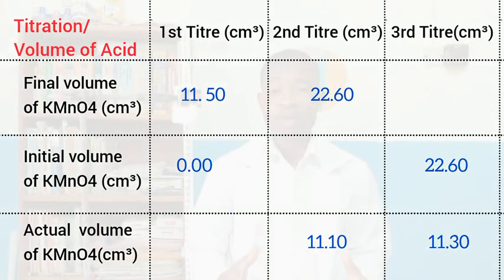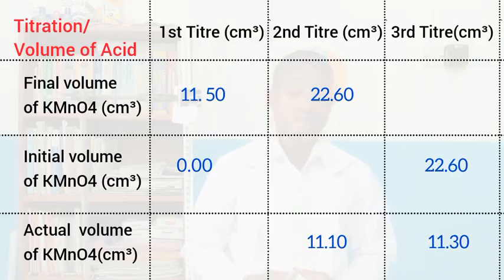You will observe from the table of readings obtained that the experiment was carried out 3 times. The first titration, second titration, and third titration. We obtained the final volumes of the titrants, that's the final volumes of the potassium manganate 7 that was used, the initial volume, and of course the actual volume of potassium manganate 7 used to neutralize the ammonium iron 2 sulfate crystals.